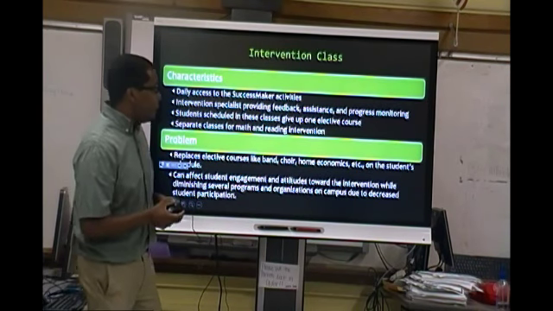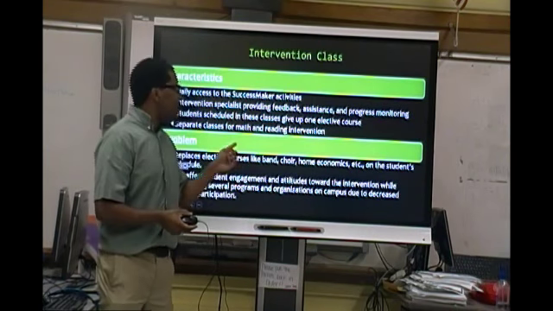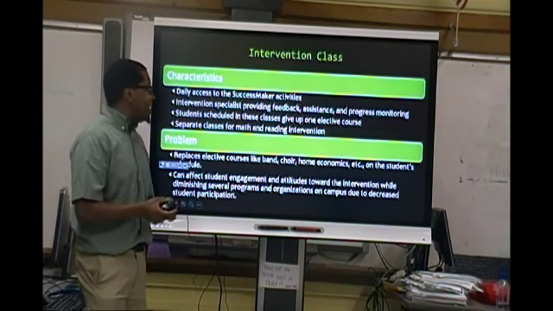Looking at the two types of options that the school site used. They used two options, intervention and supplement. With intervention, the characteristics were they got daily access to the SuccessMaker activities.